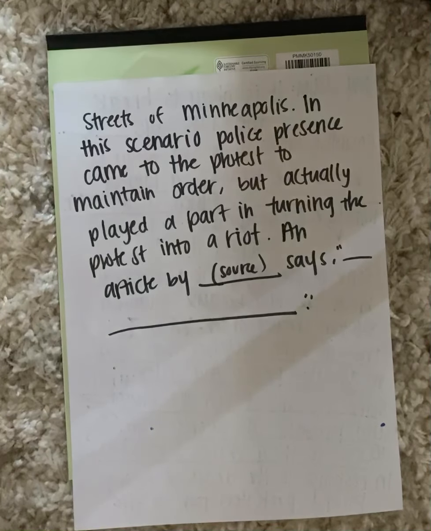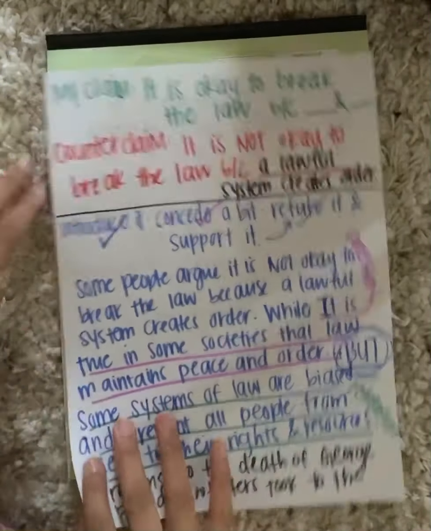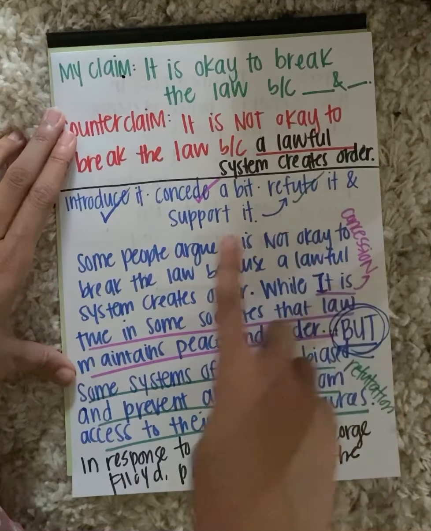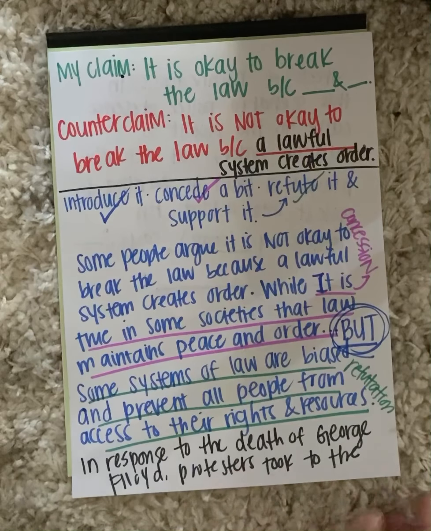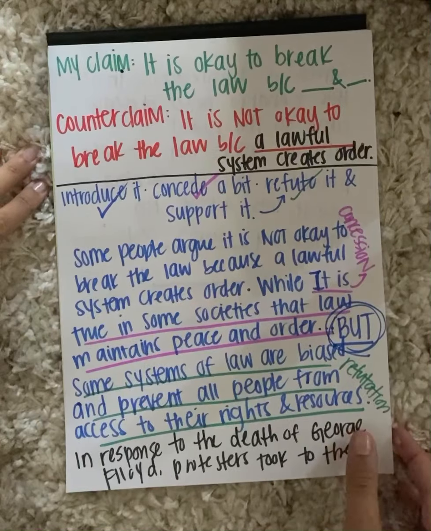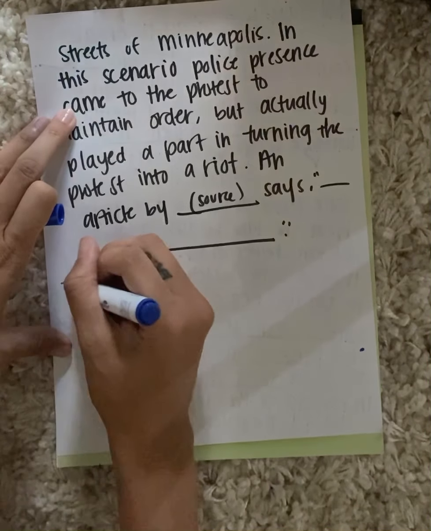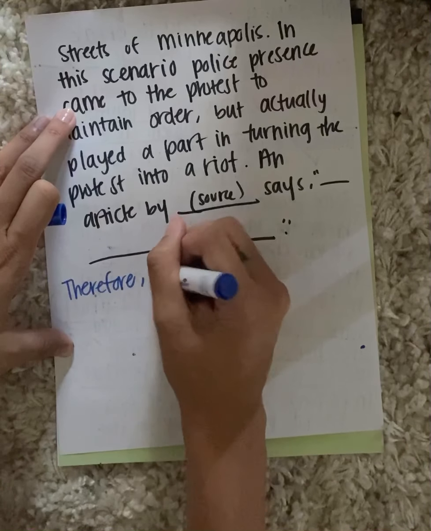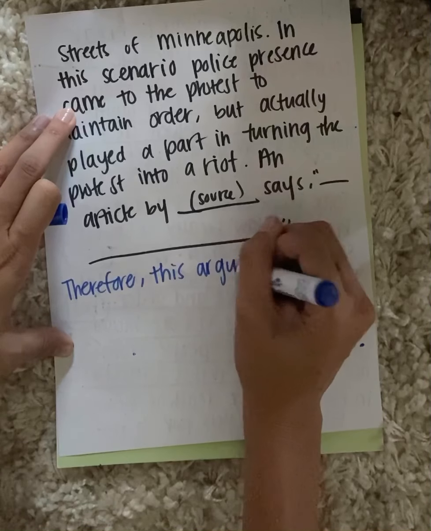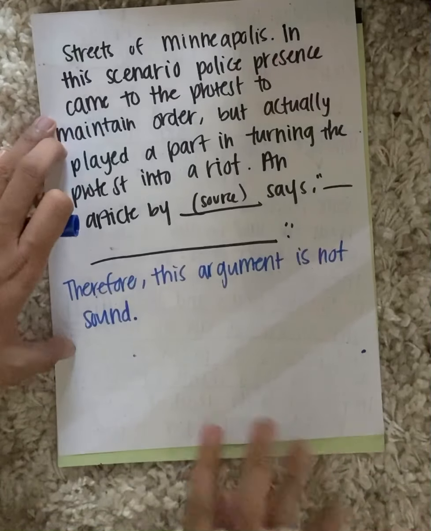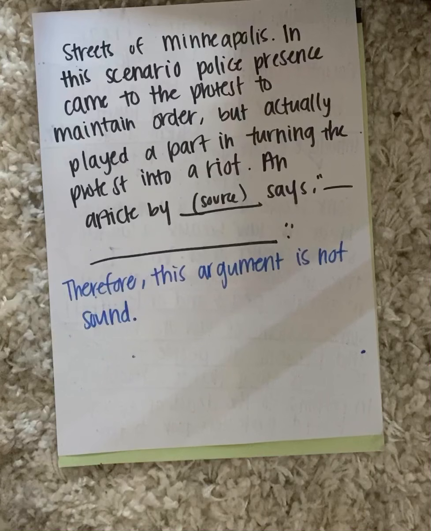Okay? So I have now introduced it, conceded a little bit, written a refutation, and then supported my refutation with evidence from a source. The most successful way to wrap this up would be to make a statement like, therefore, this argument is not sound. Just make a final statement that's like, okay, look, therefore the counterclaim doesn't work.